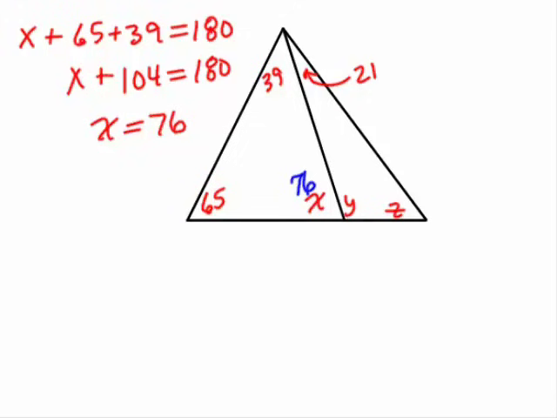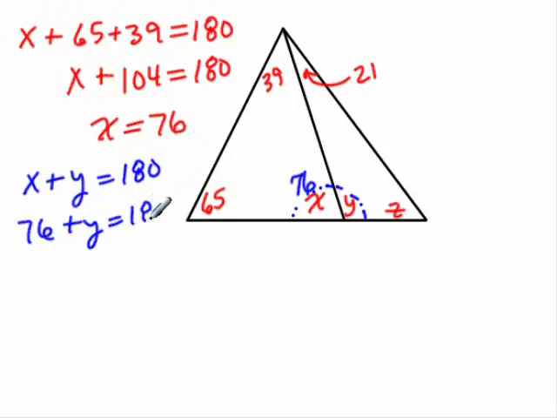Now, we're also looking for the measures of angle Y and angle Z. If we look closely and carefully, we see that both X and Y form a line, and we know that those two angles are supplementary as well. So X plus Y equals 180. But we know X to be 76. 76 plus Y equals 180. Therefore, Y is equal to 104.